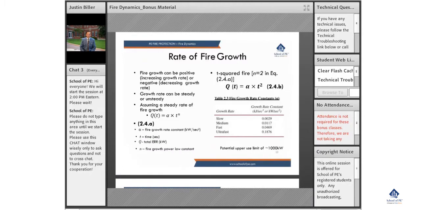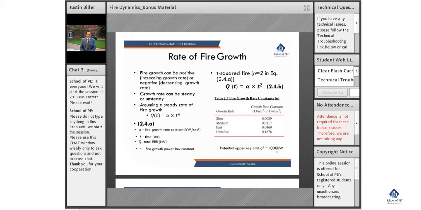So when we look at rate of fire growth, the fire growth can be positive, and this is what we're referring to as a T-squared fire. Often fires are indicated as a T-squared type of fire, and this relates back to a formula that's been developed, where the heat release rate is a function of time along with a growth rate constant or coefficient. So you can look at this table again.